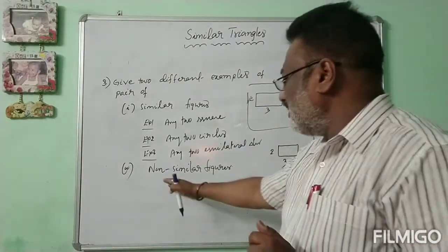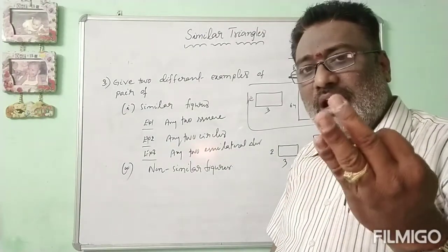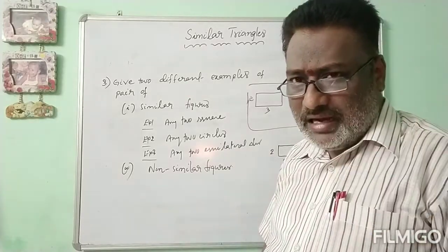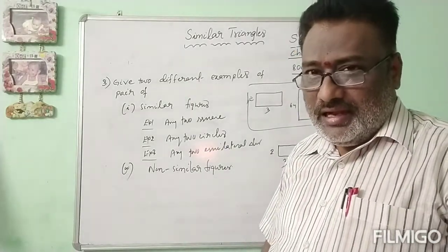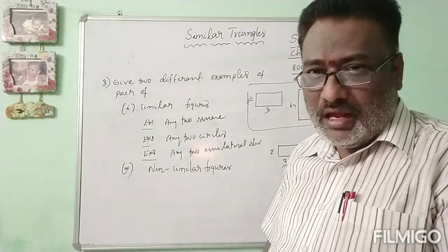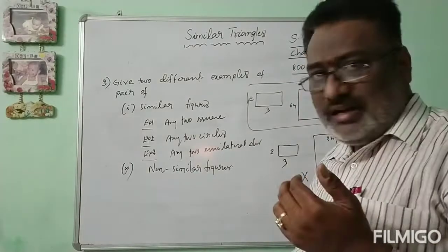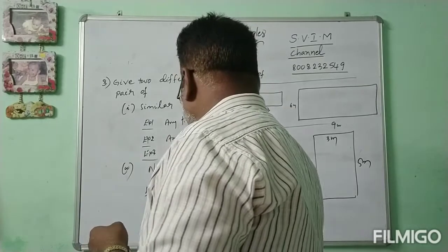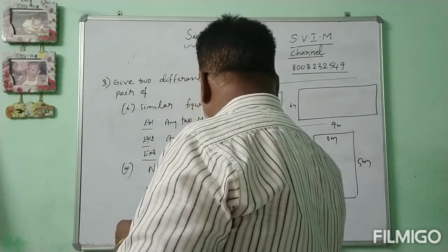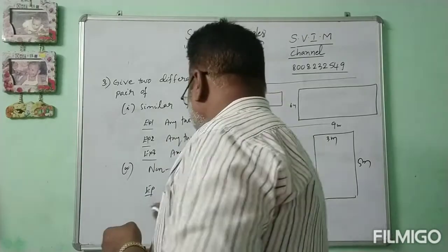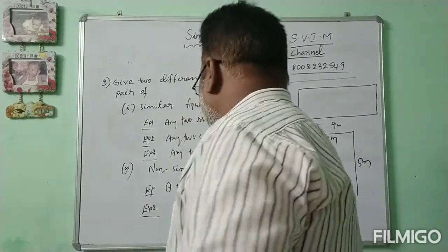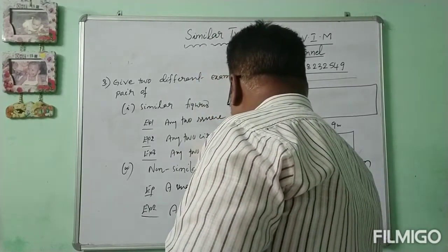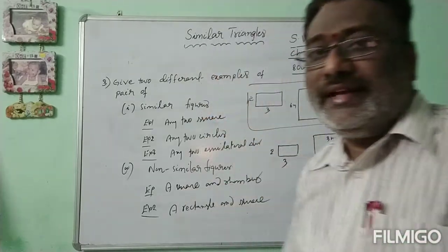Next, non-similar figures. One square and one rectangle are also non-similar figures. Next, one equilateral triangle and one right angle triangle are non-similar figures. Next, one isosceles triangle and one scalene triangle are also one more pair of non-similar figures. So first one, a square and a rhombus. Next, example 2, a rectangle and a square. These are also non-similar figures.